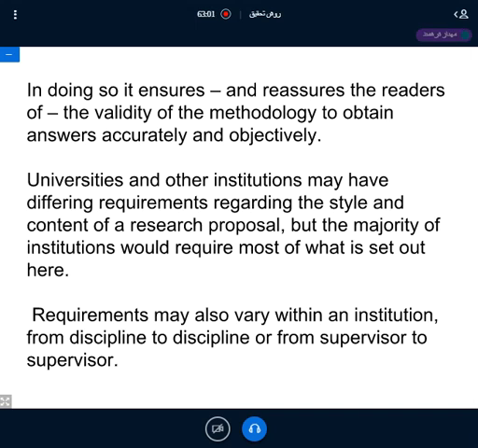So here the organization, the university, the institute is very important for supporting the requirements for our research or our study. Requirements may also vary within an institution from discipline to discipline or from supervisor to supervisor. And that's all.